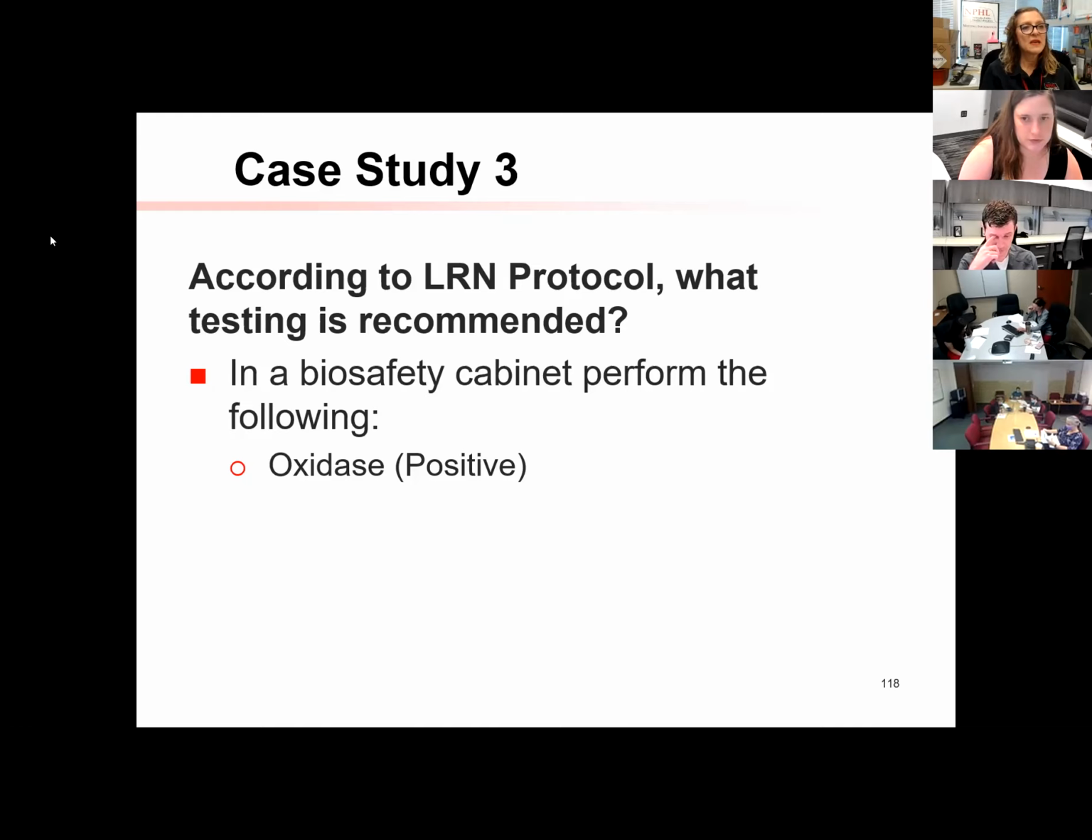So I'm going to give you like 30 seconds or so. I want everybody to type in which organism from those three that we just mentioned you think it is. Yeah, exactly.